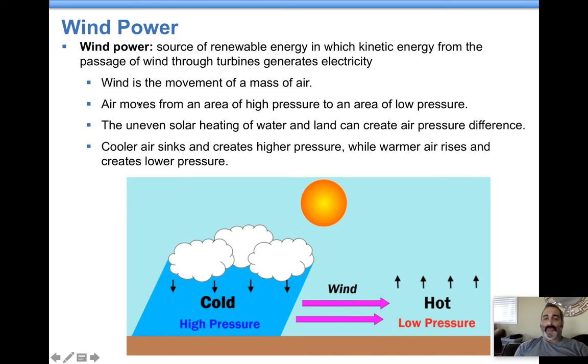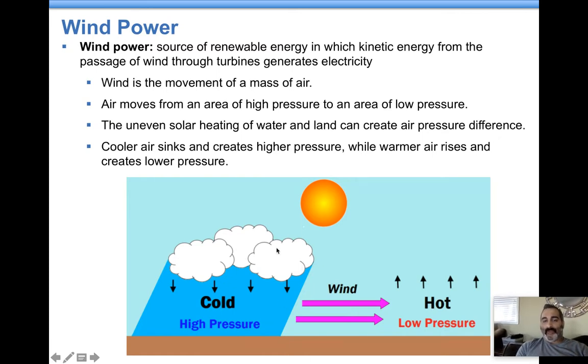What is wind? Well, the movement of a mass of air. Where does wind move? Wind moves from high to low pressure. It always moves from where there's a lot to where there's less. High towards low pressure. If you remember in one of our earlier chapters, areas of high pressure will have, generally, the clouds will leave the area of high pressure. So this picture is a little bit off. Let me show you why.